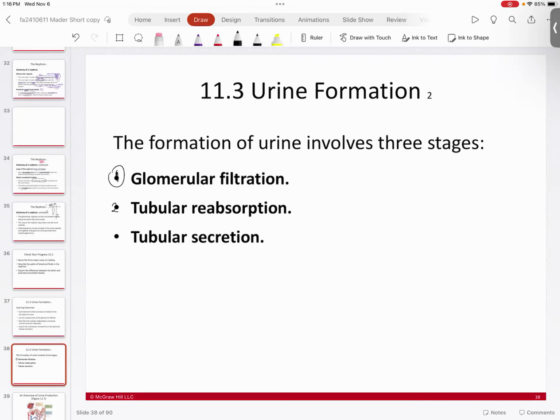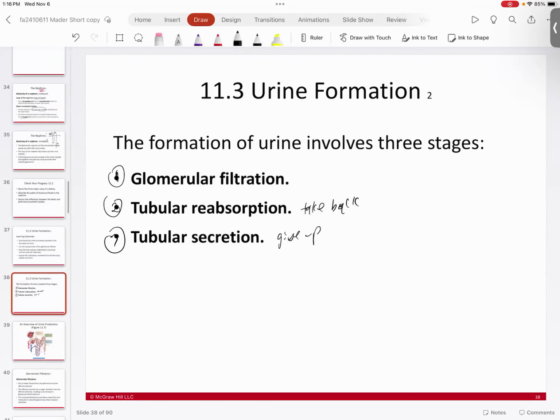And then from there, as it goes through the tubular system, you have what's called tubular reabsorption. So this is the take back, right? So basically you've got a bunch of stuff now in your filtrate and you want to take some of that back. You're reabsorbing it into your blood system by way of those peritubular capillaries. And then you have tubular secretion, which is the give up, right? So this is the stuff you're adding to the filtrate to be urinated out. You're getting rid of it, right? And so it's those three pieces.